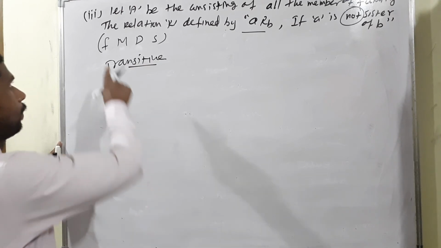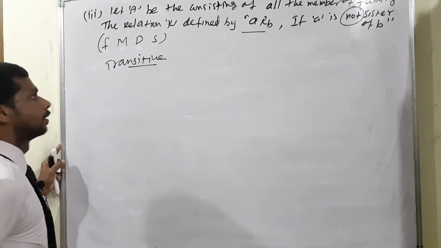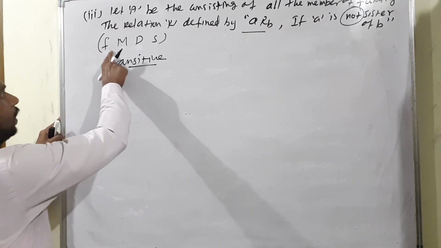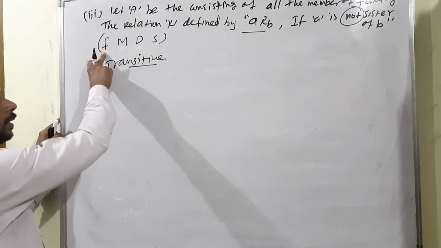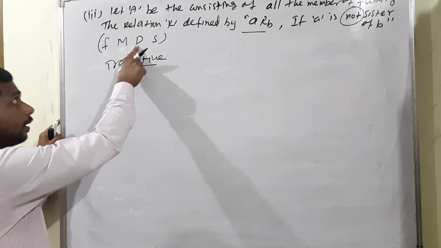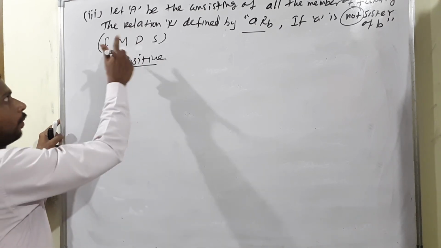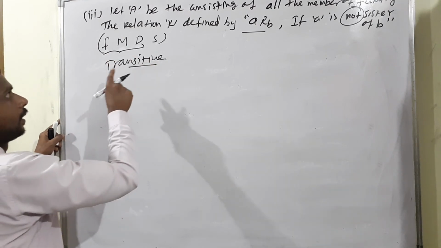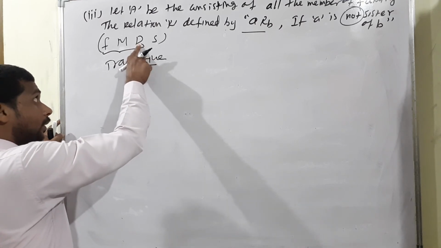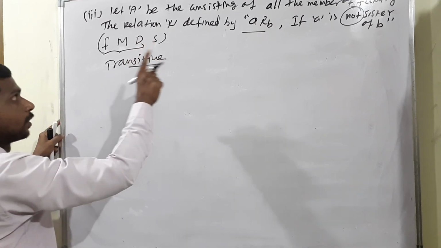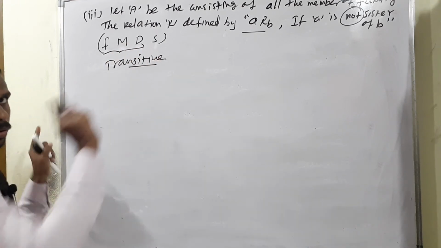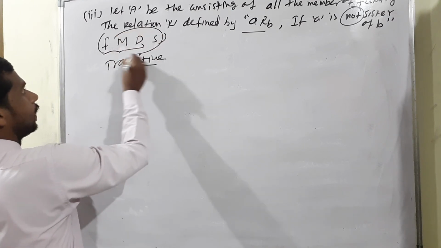So, transitive, the same condition: father, mother, daughter and son. Consider F, M, D. What will happen? Definitely we can say father is not a sister of mother, clear. At the same time, mother is not a sister of daughter, clear. Then father is not a sister of daughter. The first three conditions are clear. Next three cases, look there. Mother is not a sister of daughter, clear. Daughter is not a sister of son, that is also possible. But first and last, mother is not a sister of son, clear.